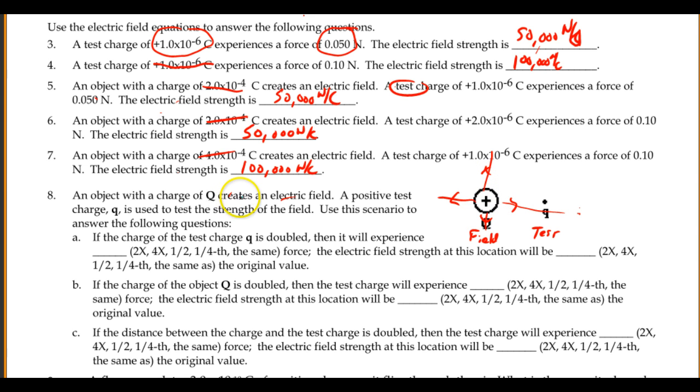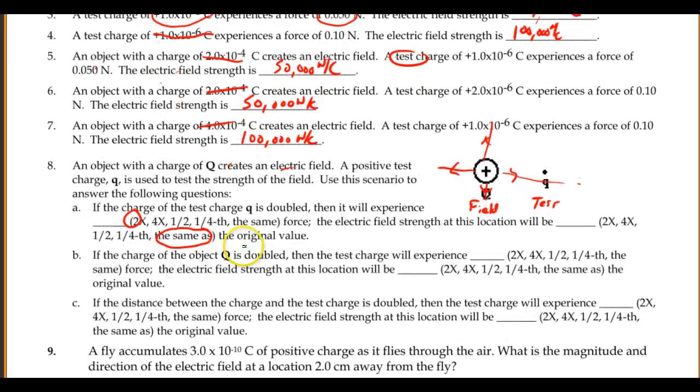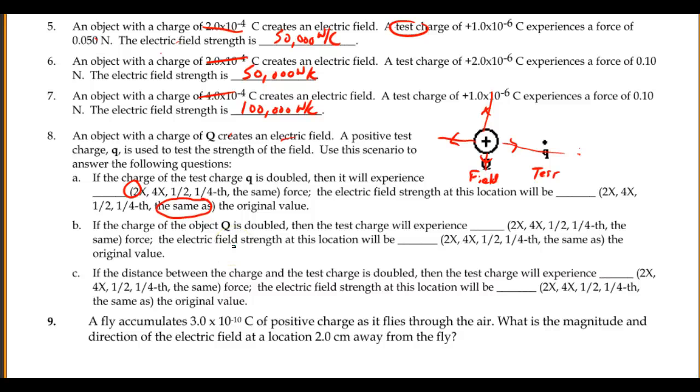Okay, so A, if the charge of the test charge q is doubled, then it will experience... So if we doubled the test charge, it's force per charge, so twice as much charge tells us that we will have twice as much force. The electric field strength itself would be the same. We haven't changed the field, we've increased what's in the field. So that's like having a heavier object here on the Earth, the object has more weight because it has more mass. We didn't change the Earth at all in that calculation.